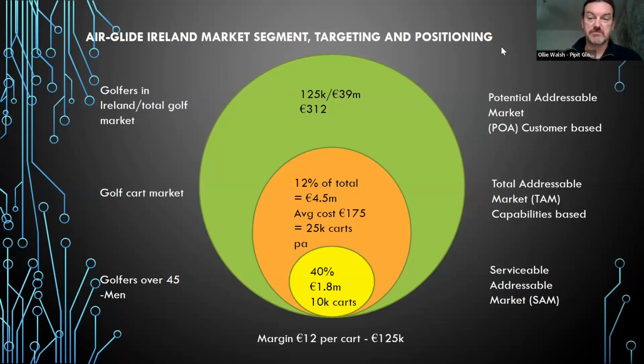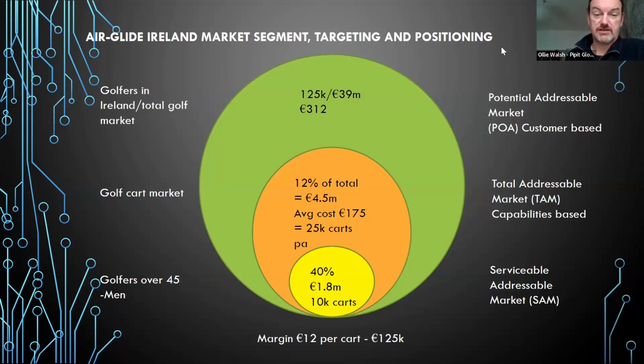Your potential addressable market is the entire market itself. So we knew in Ireland there were 125,000 golfers, and we found that out from the Irish Golfing Association, and that they spent 39 million euros a year between them in golf, which is 312 euros each. So we knew that was the size of the market.